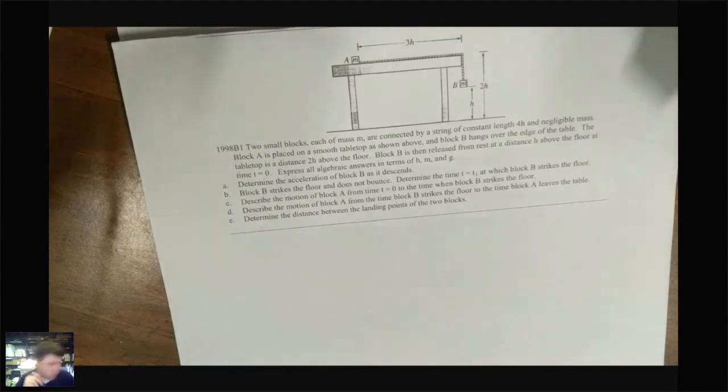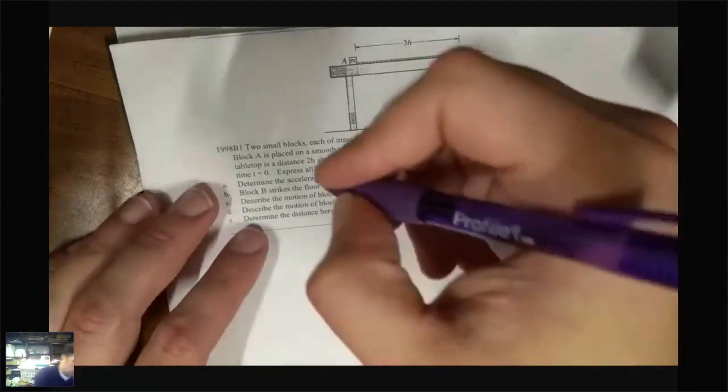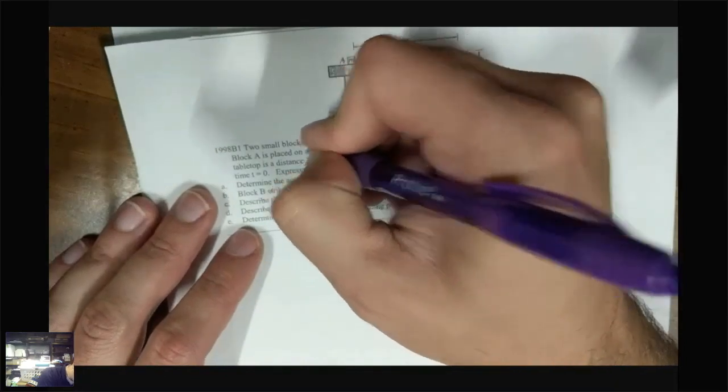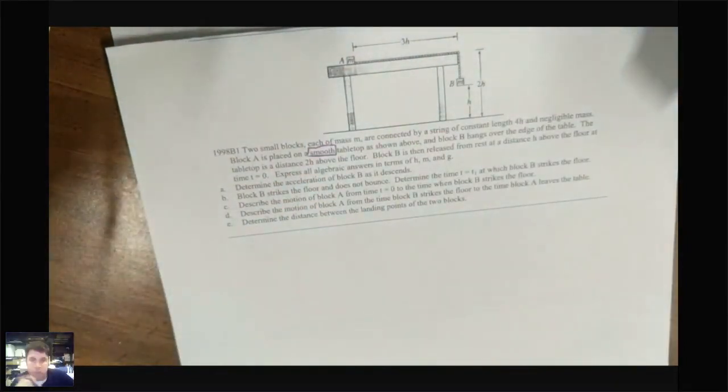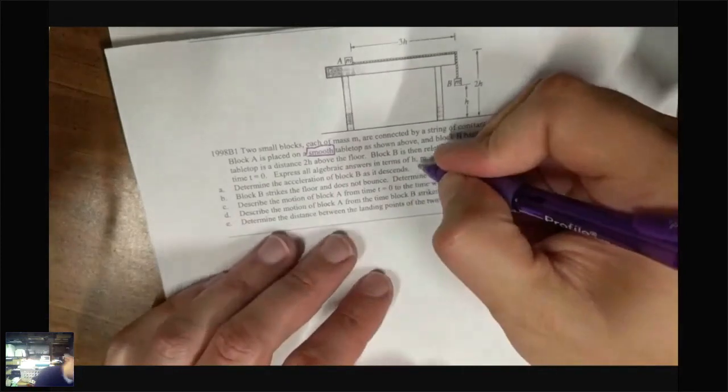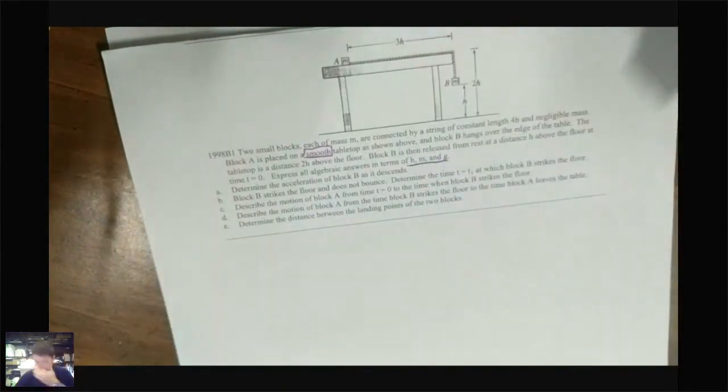All right, so for this one, 2 small blocks, both have the same mass, connected by a string. The length is 4 times the height and no mass. Block A is put on tabletop and it's smooth. Smooth here means we get to ignore friction, which is wonderful. Block B hangs over the table, a distance of 2h above the floor. B then gets released from rest. And we get to express all our algebraic answers in terms of h, m, and g. So just make sure we can't have any tensions, that sort of thing, show up in our final answer.